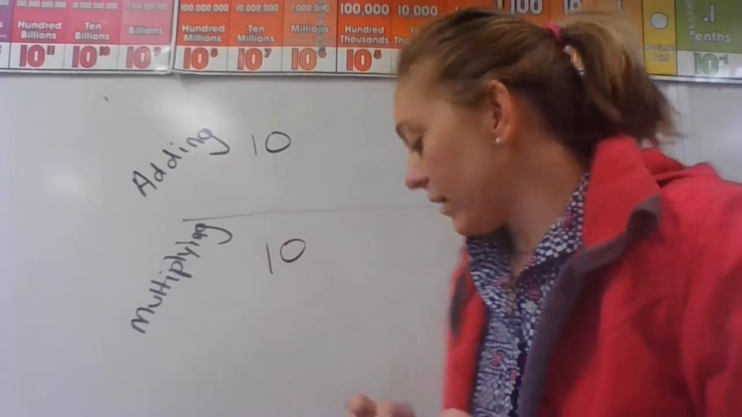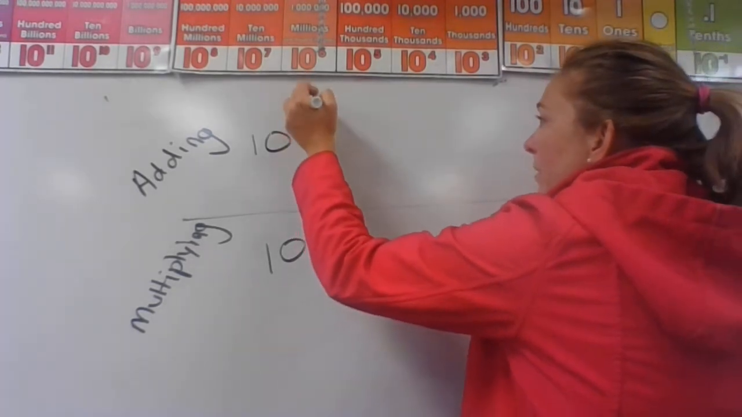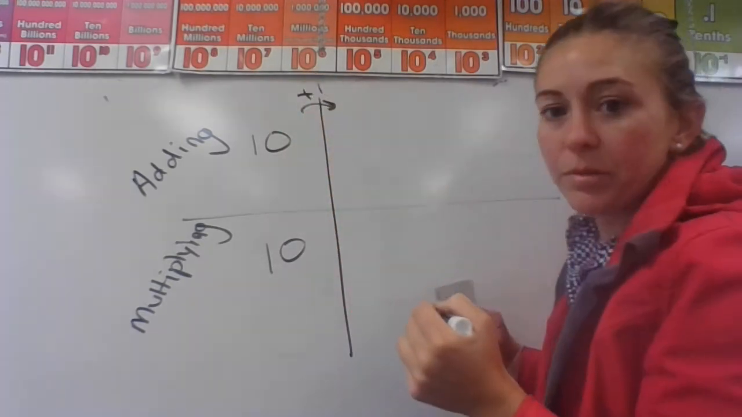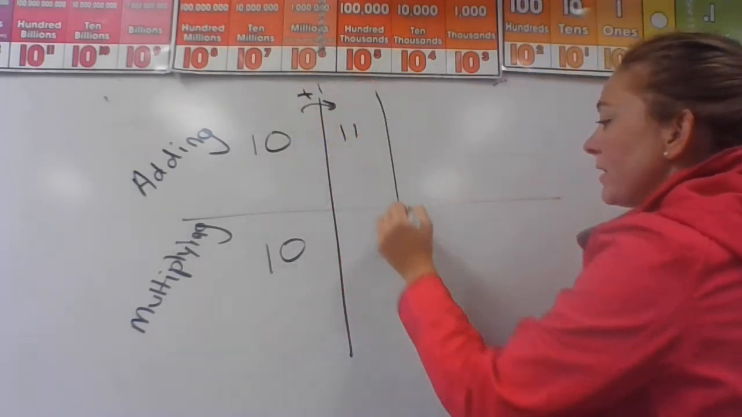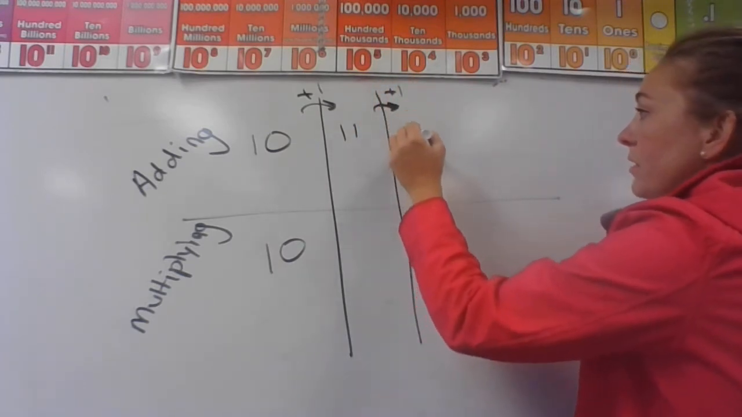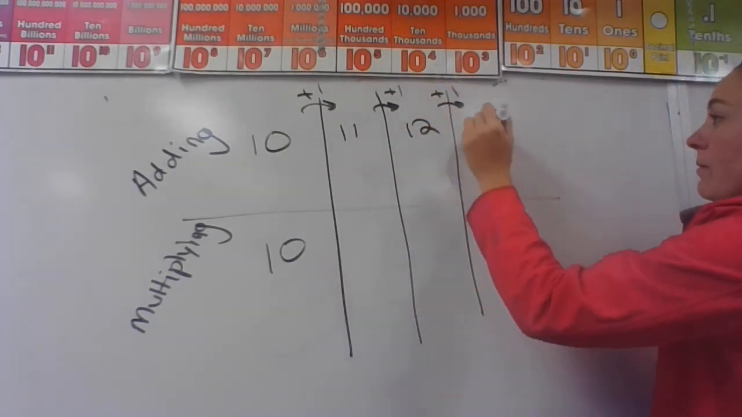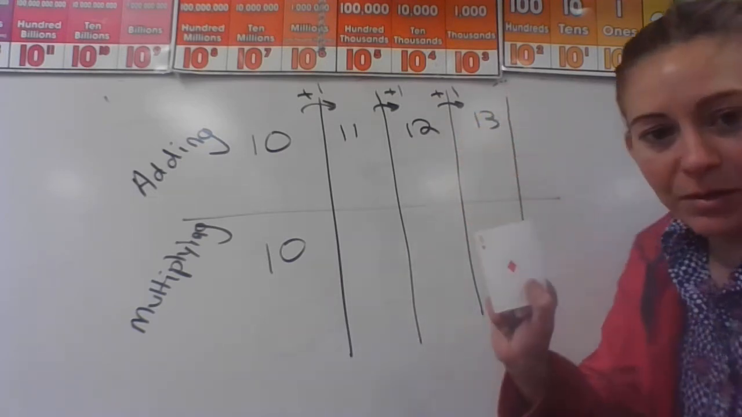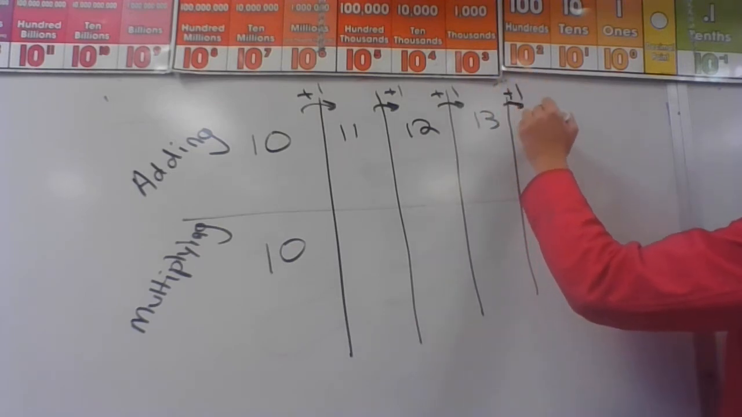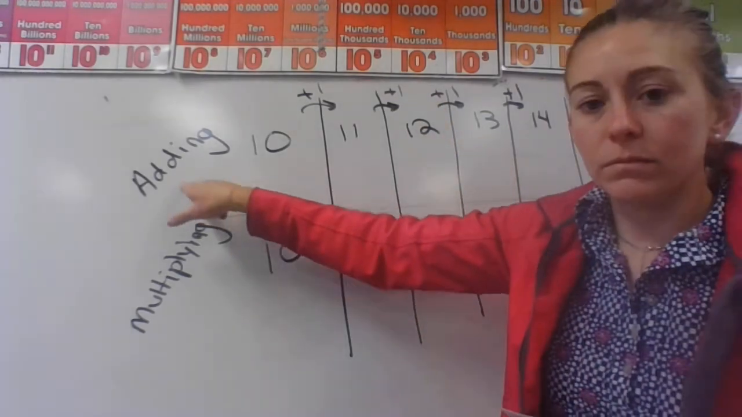So for the adding one, that means that I have to add 1 each time. So here will be my first repetition. And if I add 1, I would end up with 10 plus 1, which would be 11. And then my next iteration, if I add 1, 11 plus 1 would be 12. And then for my third iteration, 12 plus 1 would be 13. This is kind of an easy one because it's 1. And then my next iteration, plus 1 would be 14. And you get the idea. I just keep adding 1 each time for the adding pattern.